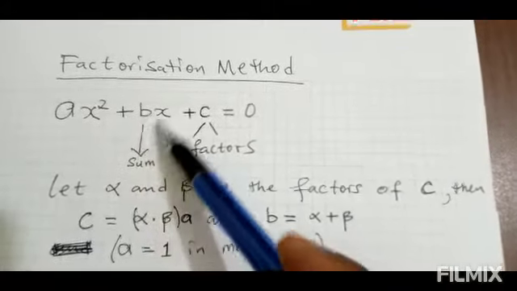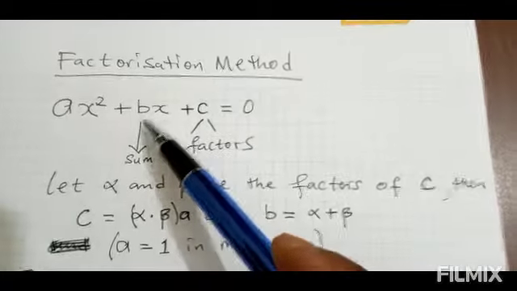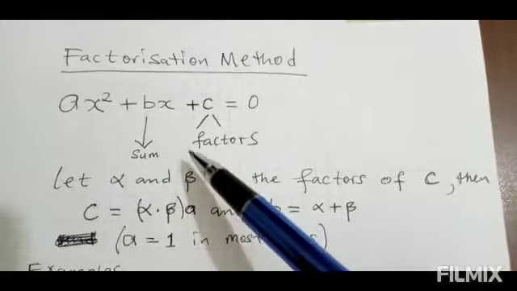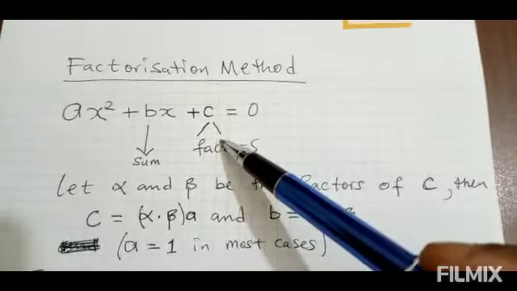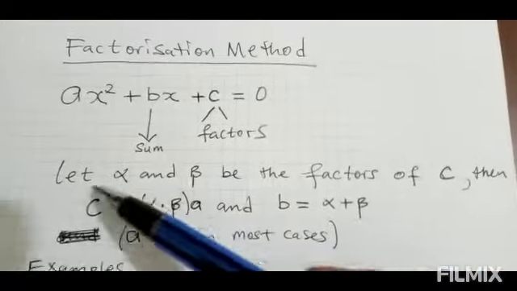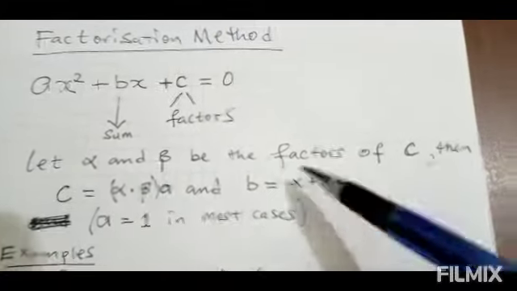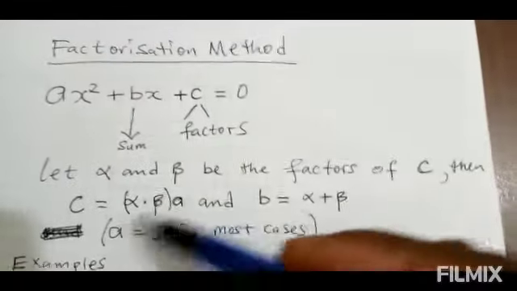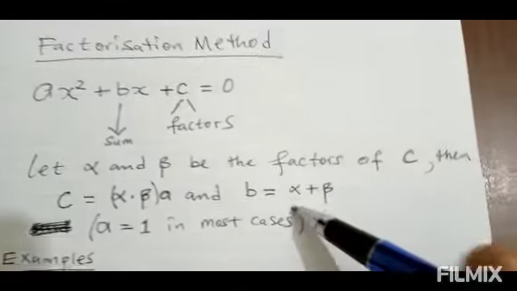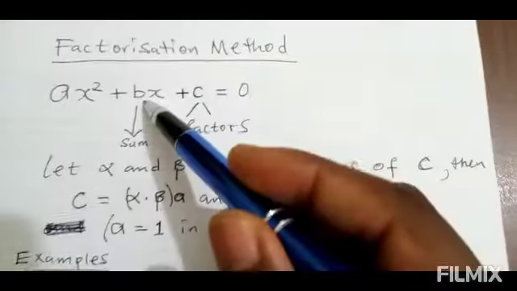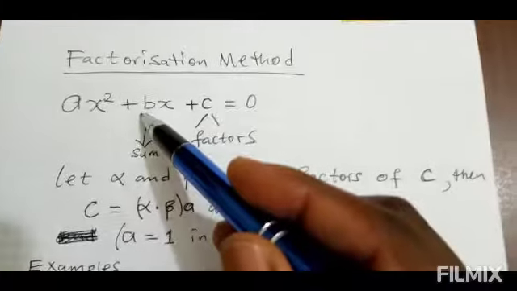Here we need to know the sum. Okay, b is equal to the sum of the factors. Factors come from c, okay? So let alpha and beta be the factors of c, okay? Meaning when you multiply alpha and beta, you can get c, okay? And then when you add alpha and beta, you can get the sum, which is b, okay?